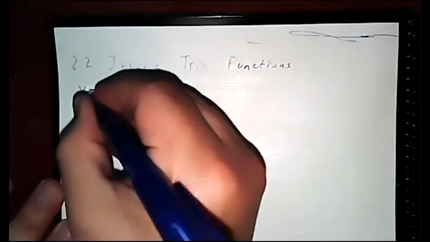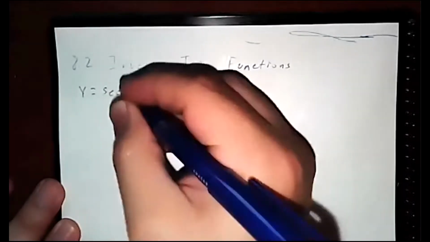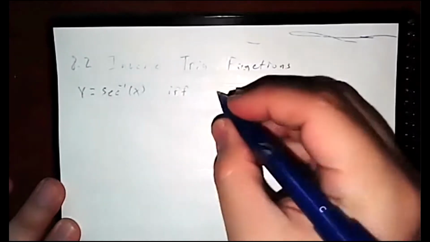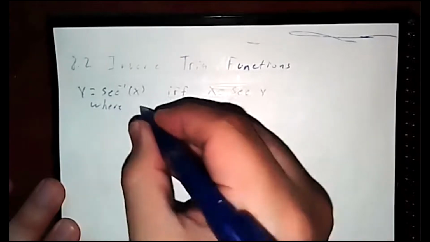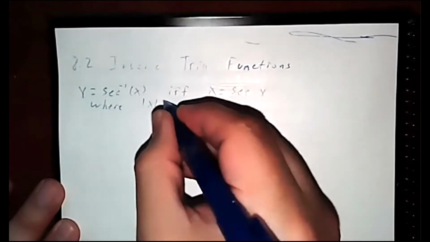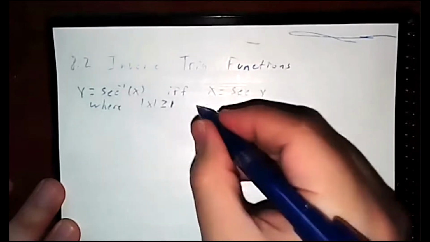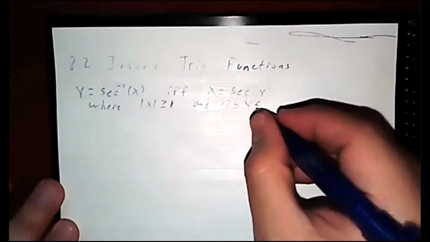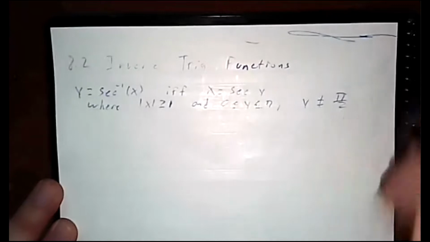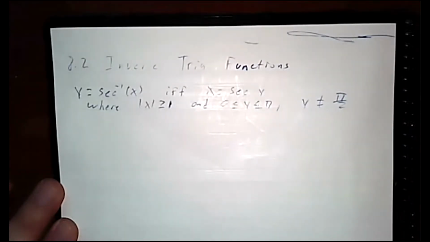Okay. y is equal to secant inverse of x if and only if x is equal to secant y, where the absolute value of x is greater than or equal to 1, and y is between 0 and pi. Also, y cannot be pi over 2 because you'll have division by 0.